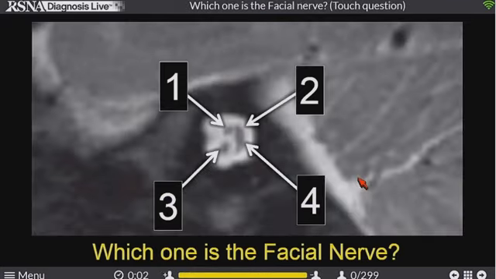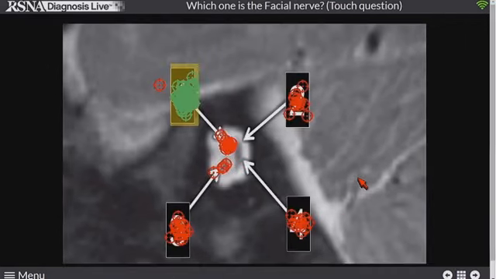So in the IAC, if we do a sagittal cross-section through the midpoint or within the lateral IAC, we see division of these nerves into 4 different nerves. This is a touch question. So touch on which number you think is the facial nerve. One under. Good division there.